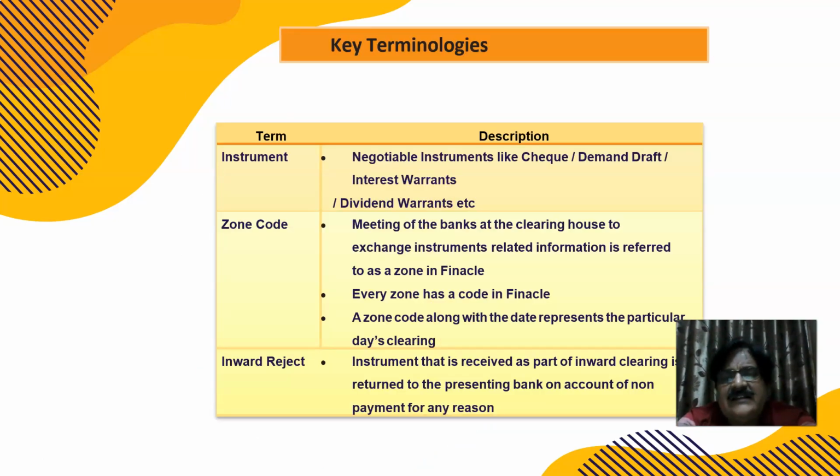Instruments like checks and demand drafts may be there in the clearing, but generally these are checks. Earlier there was a meeting of all the banks at a clearing house. Now this has been done away with after the advent of CTS. So clearing house meetings no longer happen. Every zone has a code in Finacle. Zone code along with date represents the particular day's clearing.